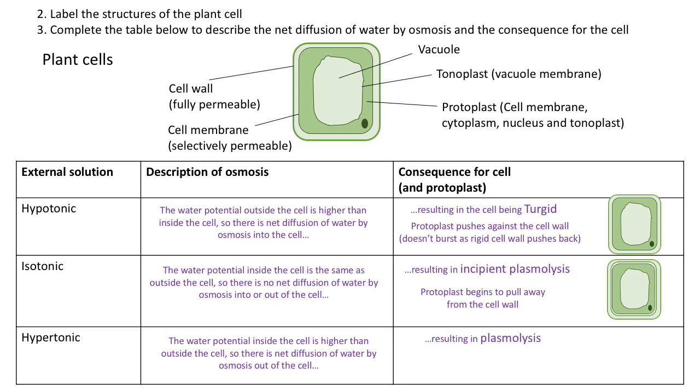That results in plasmolysis. And so in that situation, the protoplast completely pulls away from the cell wall. So you've got something that looks like that. So you can see a very clear gap between the protoplast and the cell wall. Okay, so that's revision of osmosis in plant cells and animal cells.